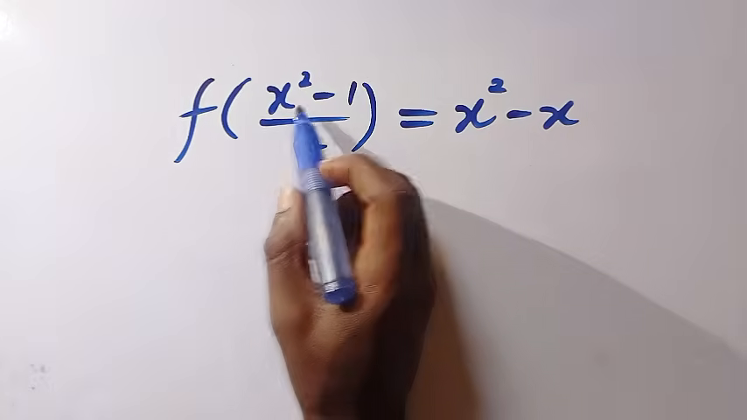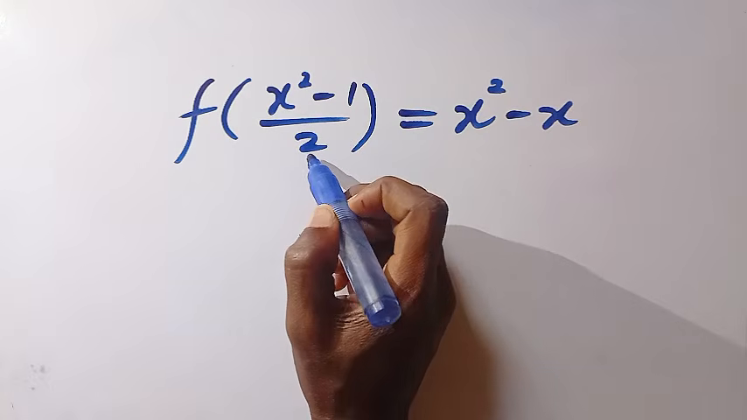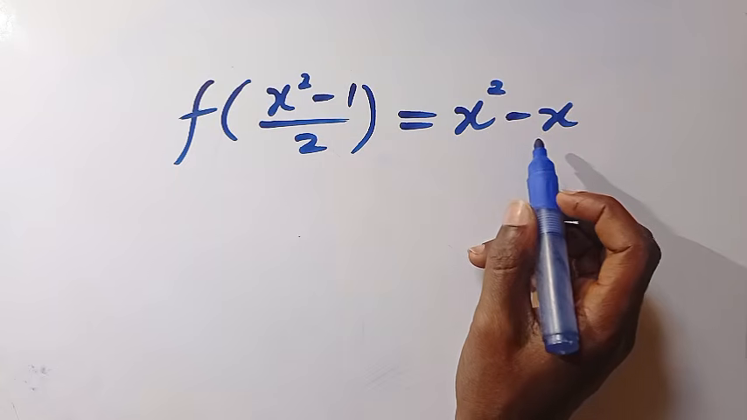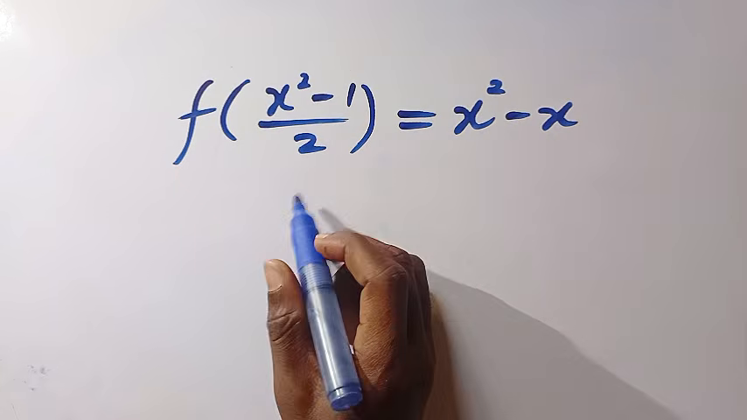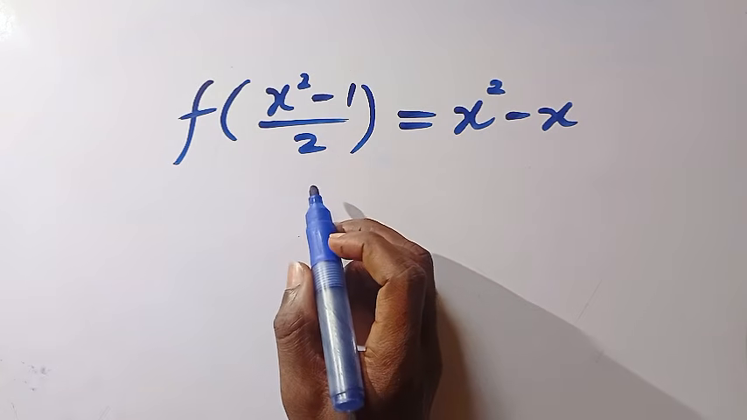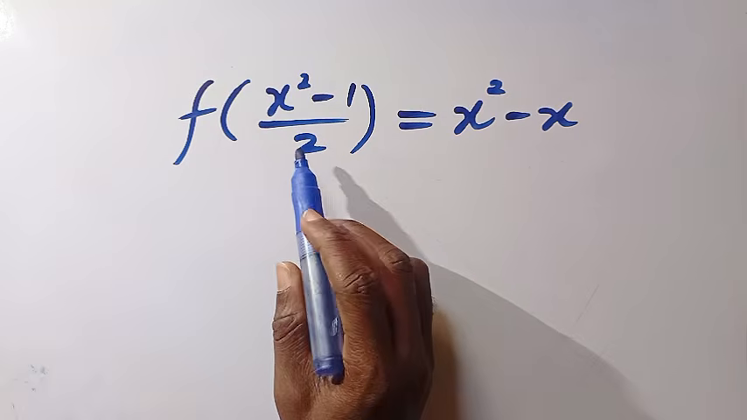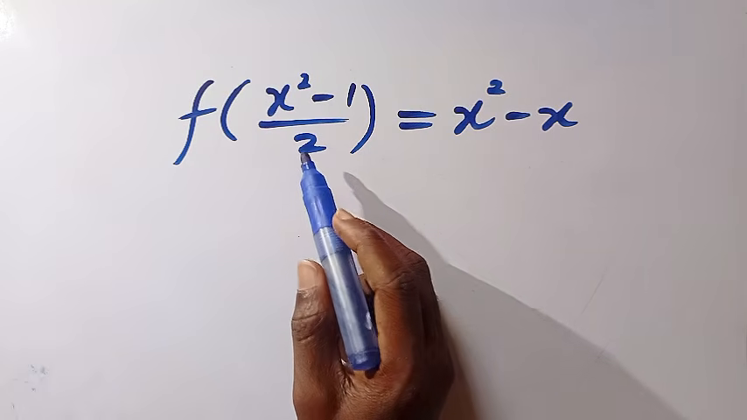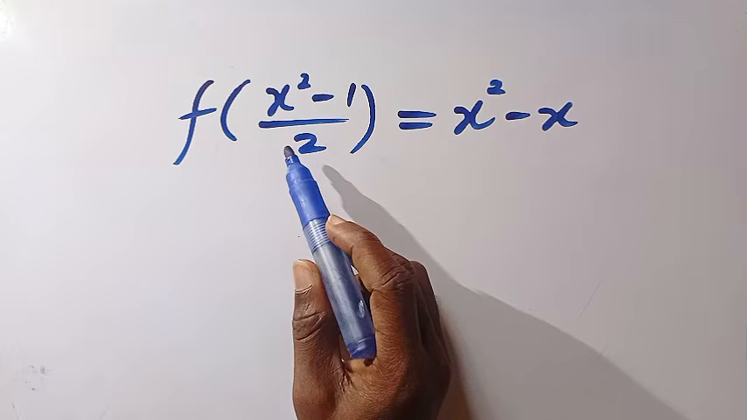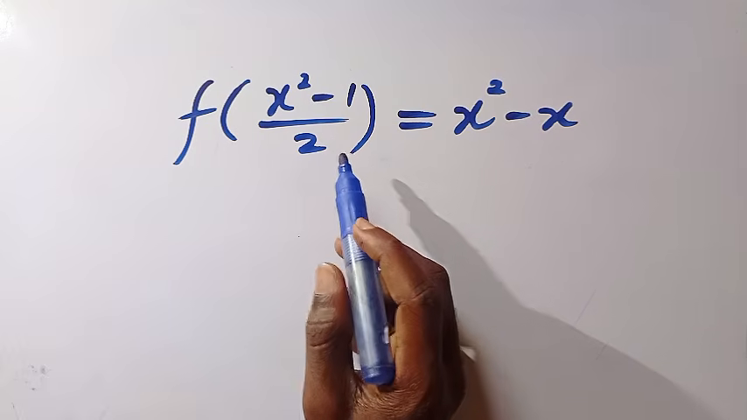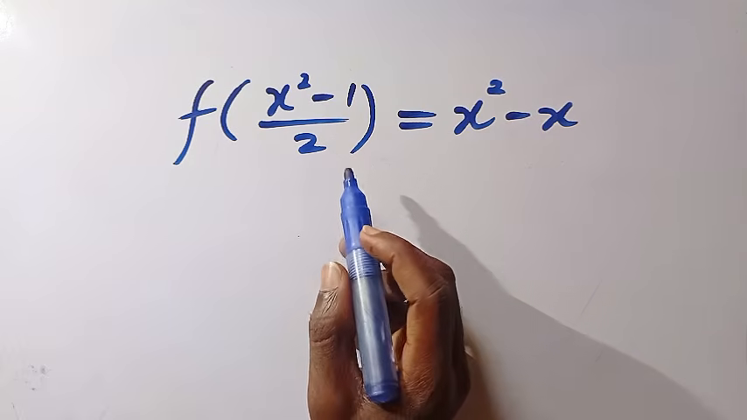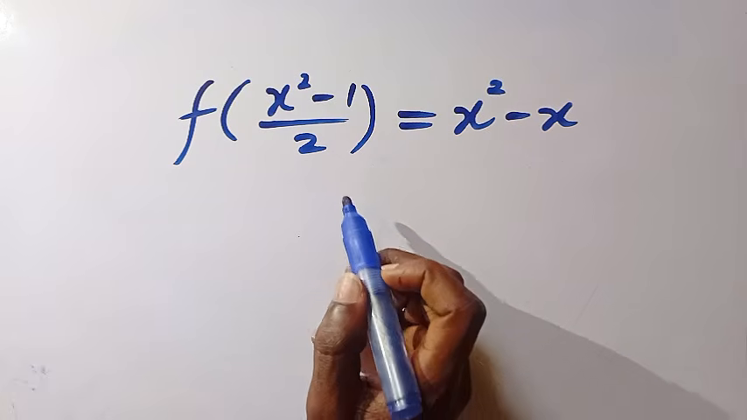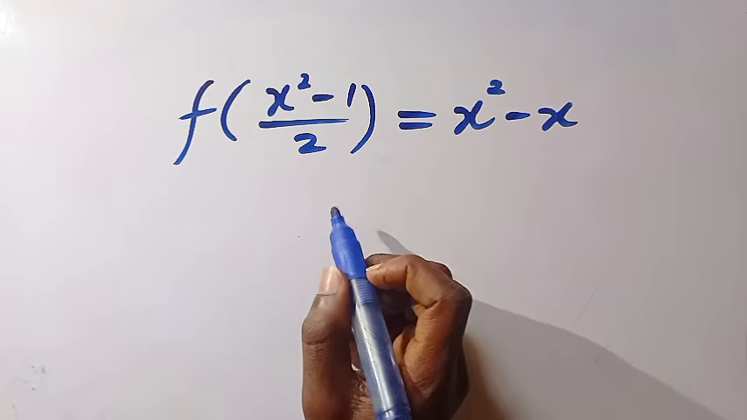We are given f of (x squared minus 1)/2 equals x squared minus x. We're interested in finding f of x, but looking at this problem, this is not a single valued function. It's not one-to-one. We are getting two answers. One will be positive, one will be negative. But for the case of checking, which of these options are we going with?